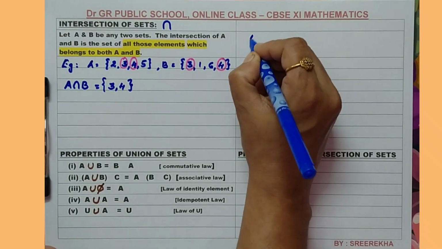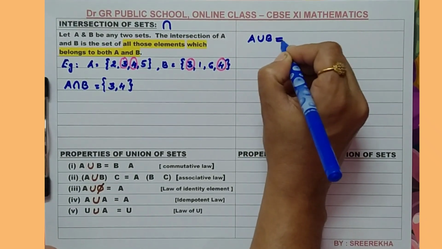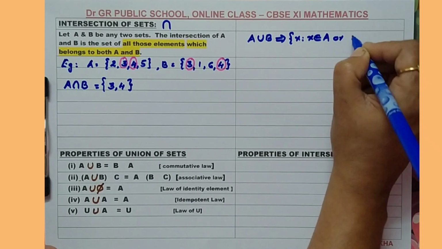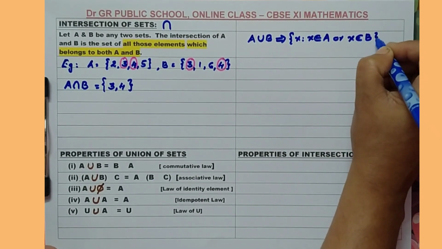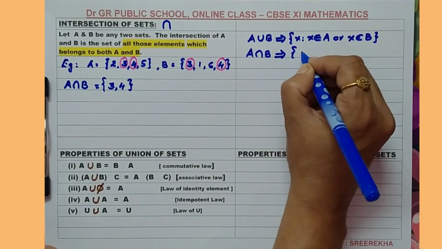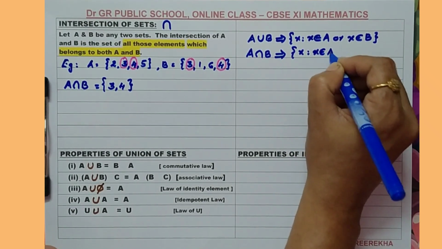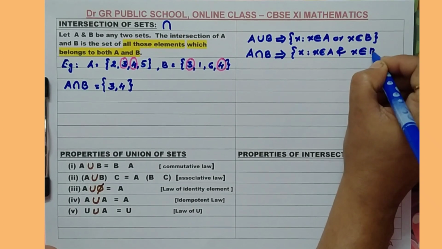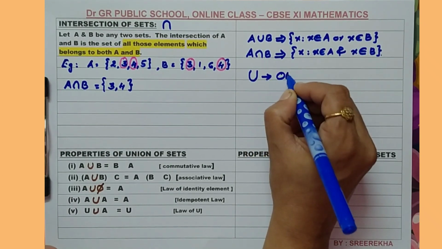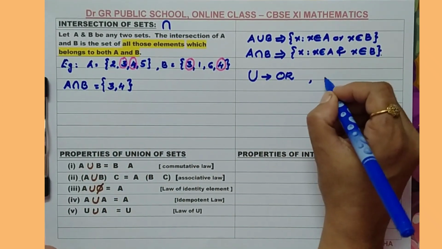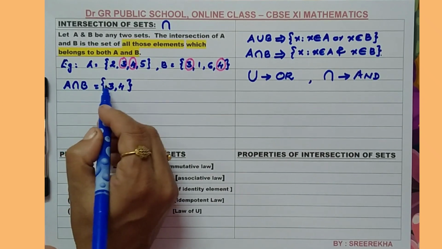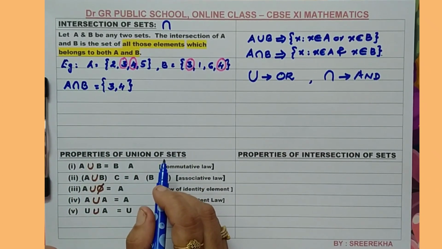So in the set builder form, A union B can be written as the set of all X such that X is an element of A or X is an element of B or both. But in the case of intersection, A intersection B means the set of all elements X such that X is an element of A and X is an element of B. So wherever union comes, it means OR, either in A or in B. But with intersection, you need to say AND, which means it is contained in both the sets A and B.